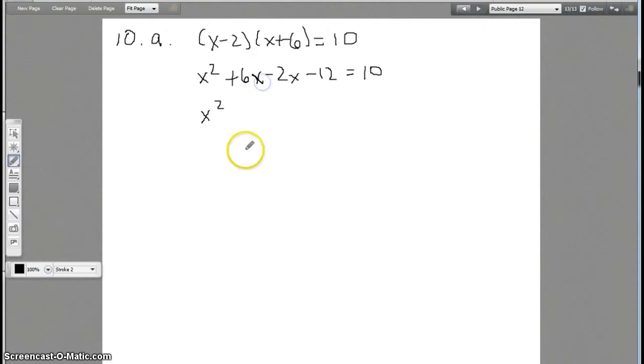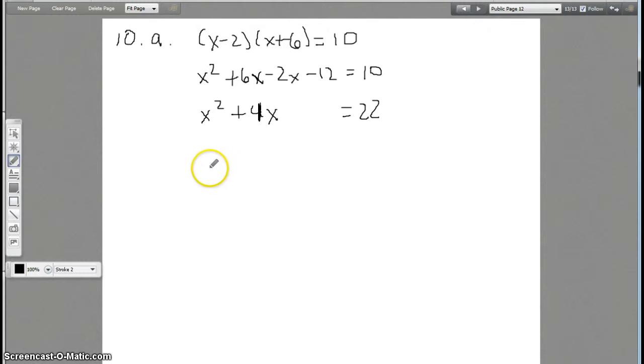Let me make that look more like an x. Plus 4x because 6x minus 2x is 4x. And then because I want only x terms on the left side, I'm going to add 12 to both sides to get 22 on the right side.